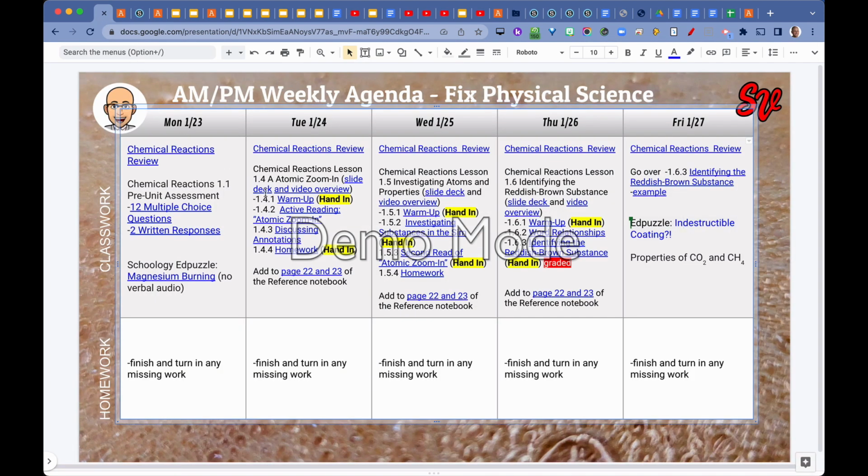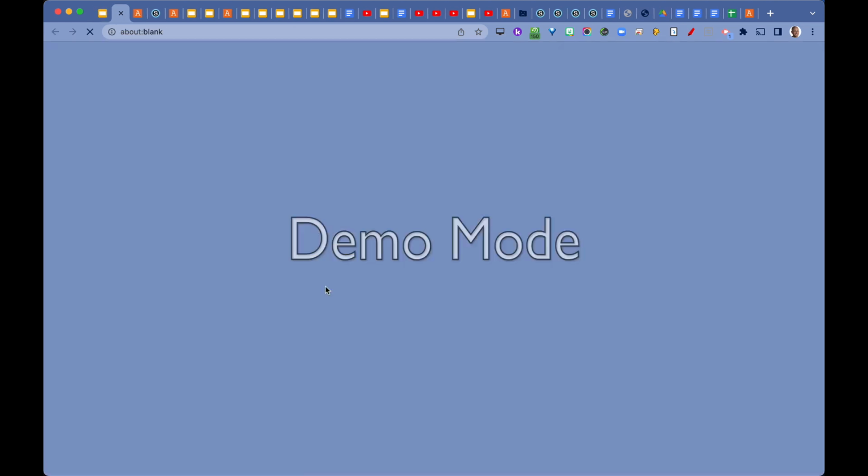And then on Tuesday, Wednesday, and Thursday, we did Amplify Chemical Reactions lessons 1.4, 1.5, 1.6. So each lesson has sub-activities that we do. Again, its whole purpose is to get them exposure to the concepts and their ability to learn it.